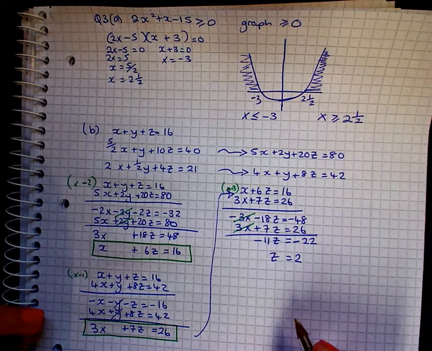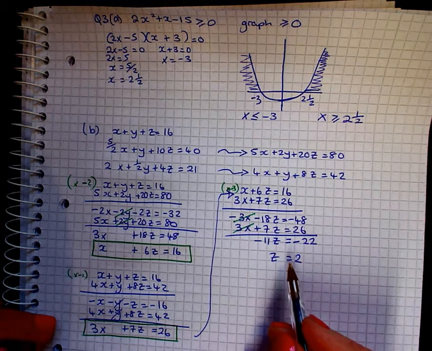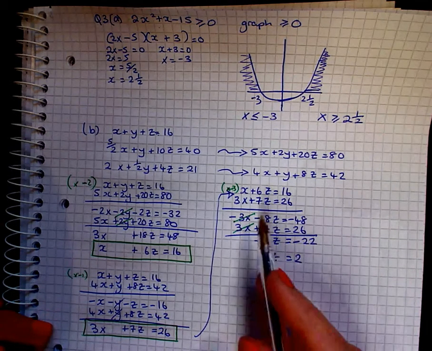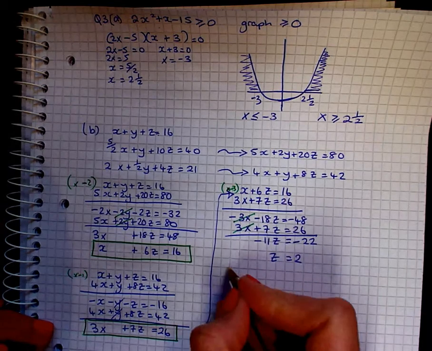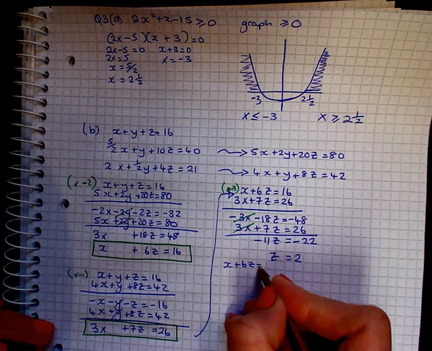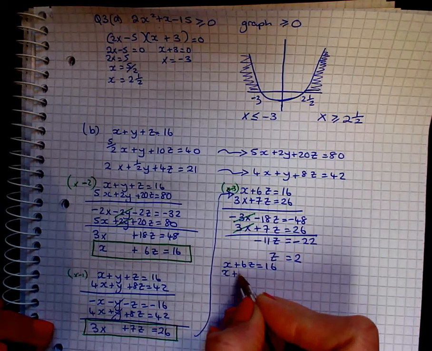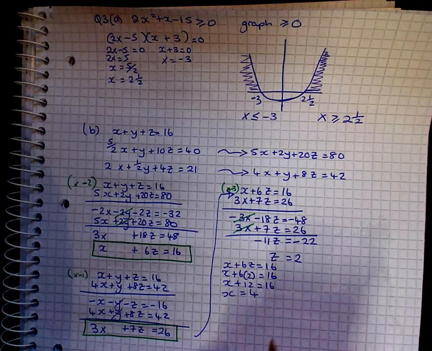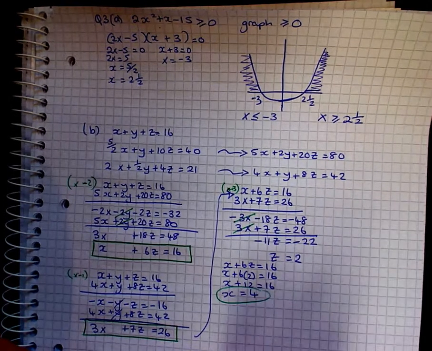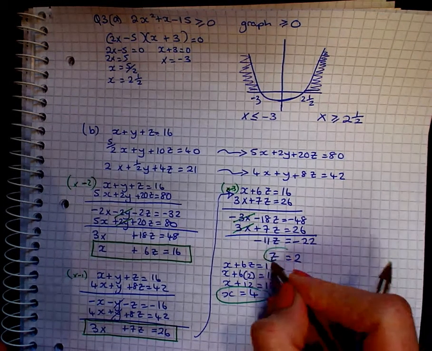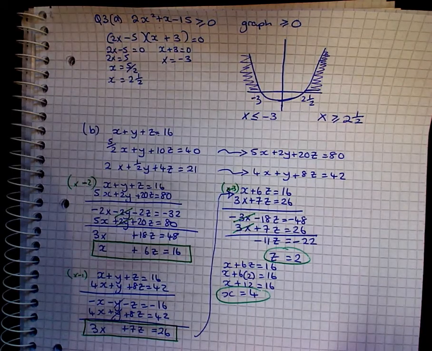Now, with the value for z, it's very easy to go back and find a value for x. I'm just going to use my first equation, x plus 6z is equal to 16. So x plus 6 by 2 is equal to 16. x plus 12 equals 16, so x is equal to 4. So now I have solved for x and I've solved for z, so very, very easy to solve for y.